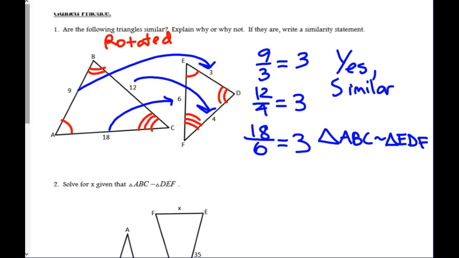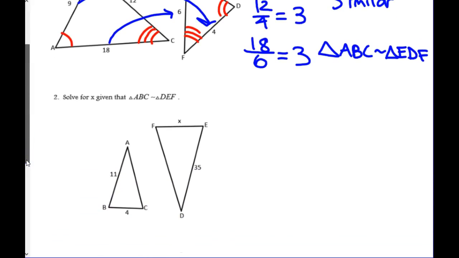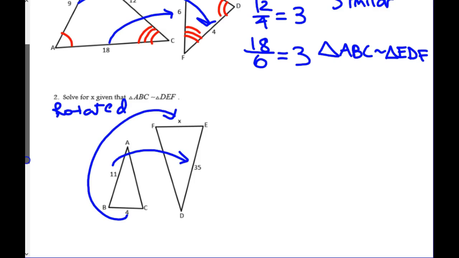Now this next one has also been rotated, right? Put rotated. So what does 4 match with? X. What does 11 match with? So you're going to make 2 fractions, 4 over x, 11 over 35. And then what do we do when we have 2 fractions? Cross multiply, right? You want to write this stuff down?